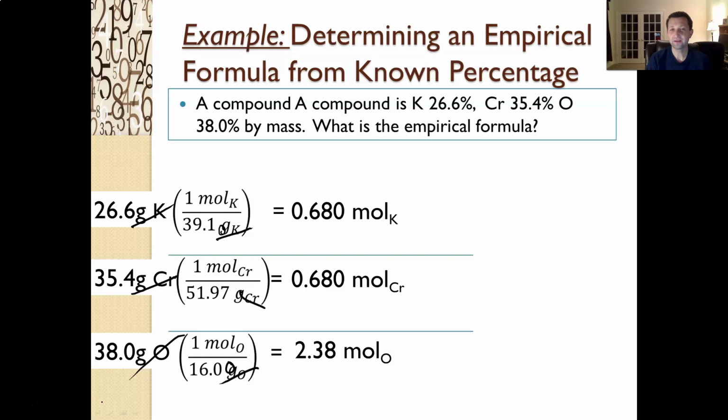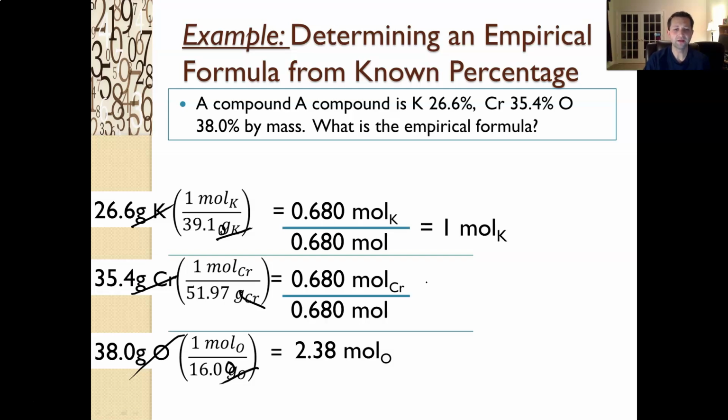Okay, so students tend to forget the next step, even though it's a really, really important step. And they get really confused, like, well, it's 0.680, 0.680, 2.38. What ratio is that? You have to remember to divide through by the lowest number of moles. So divide through by 0.680, you get 1. Divide through by 0.680, you get 1. Divide through by 0.680, and you get 3.5. Okay? Feel free to pause the video to make sure you have all these written down properly so you can follow this procedure for your future examples.